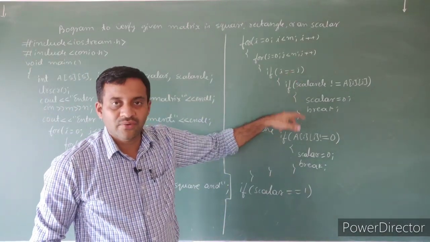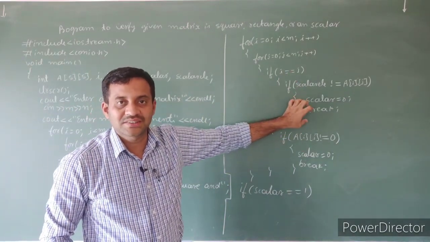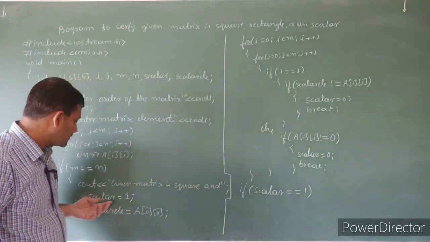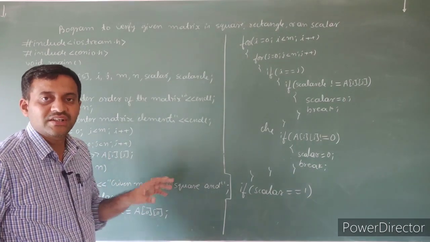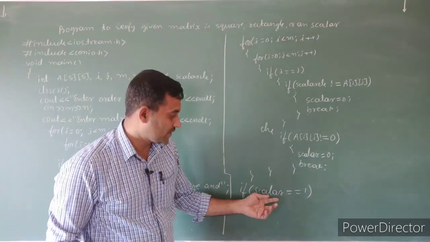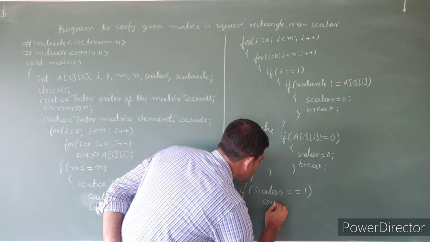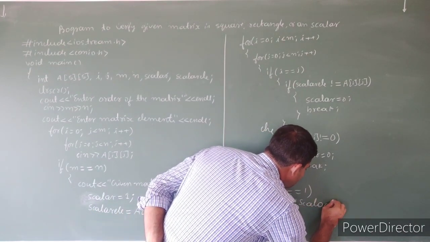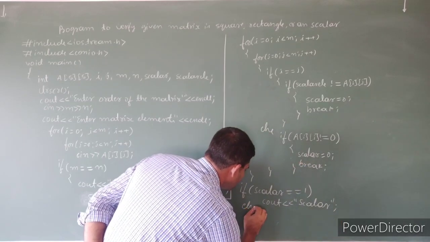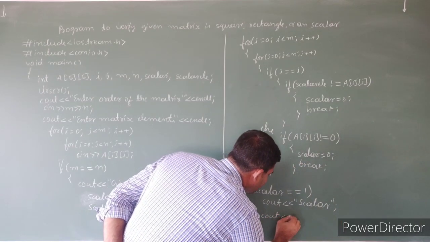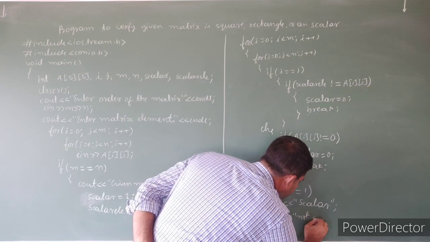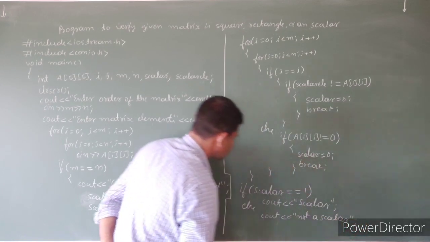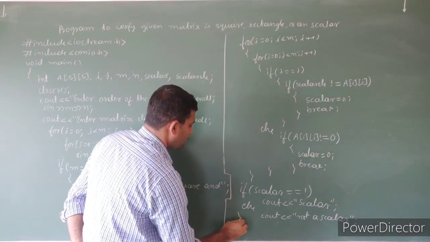If this condition is also false, this condition is also false, means succeeding statements are not executed. If it is not executed, the value of the scalar remains the same, that is our assumption is true. If it is true, output scalar, else output not a scalar. Then close the if.